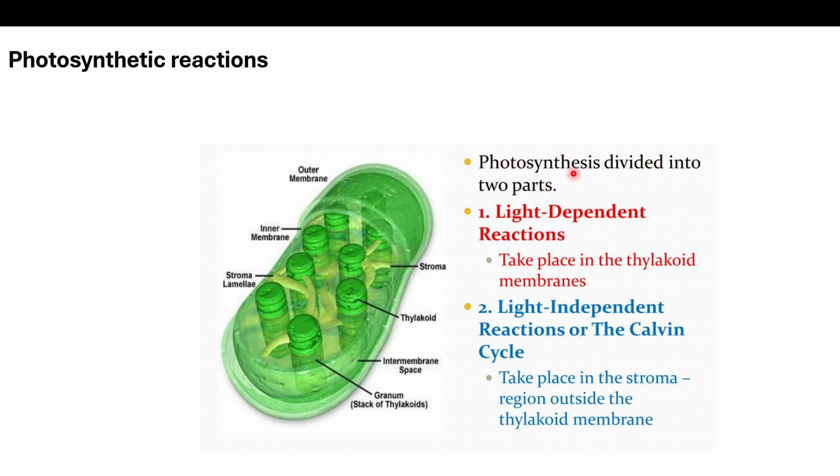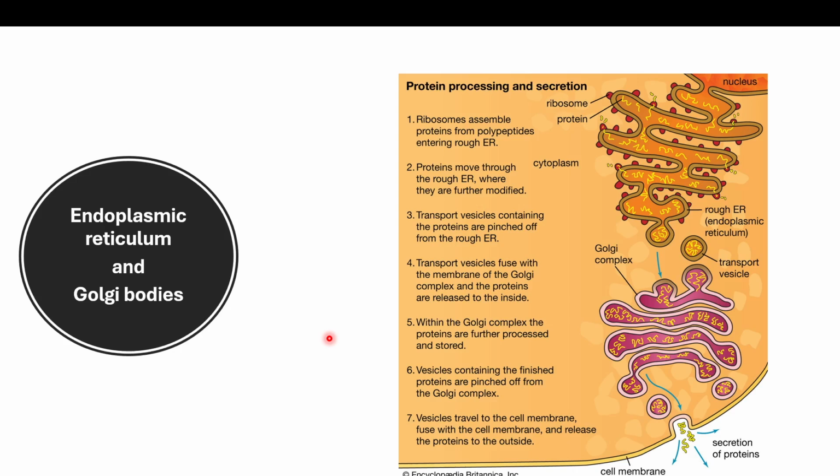Again, we have photosynthesis, which is divided into two parts: light-dependent reactions, which take place in the thylakoid membranes, these coins, and light-independent reactions, which take place in the stroma here, the watery part, which is outside the thylakoid membranes.